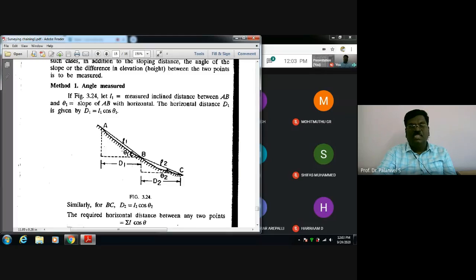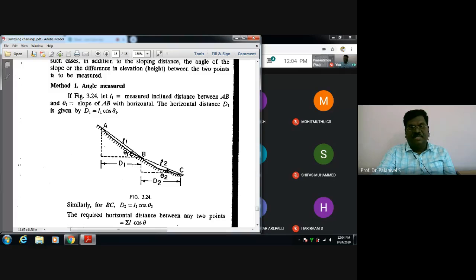So what I am doing is measuring the distance AB along the slope. Along the slope, I measure the length using a chain, but I have another device called a clinometer. Using the clinometer at B, by viewing station A from B, I can measure the angle made by the line AB with the horizontal, which is theta 1. Once I have measured theta 1, I can easily compute D1 equals L1 cos theta 1.